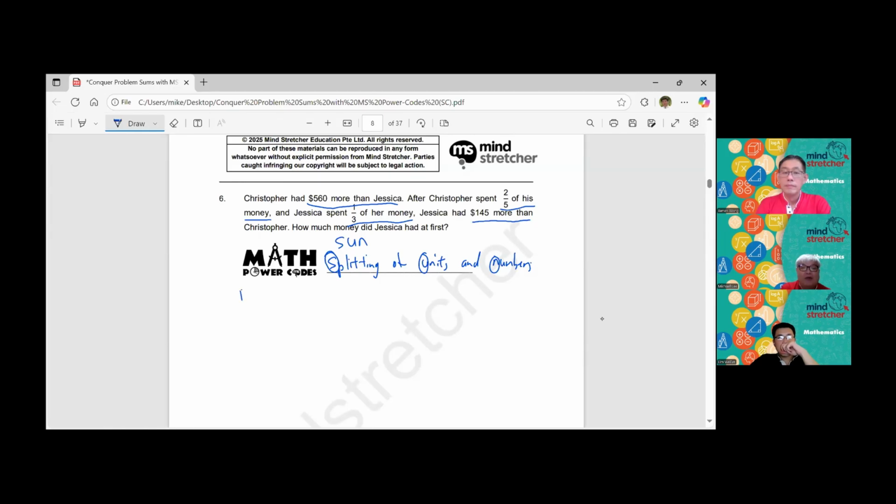Let me draw the model first. Maybe I start with a before model. So before we know that Christopher is $560 more than Jessica. That means I have Christopher and Jessica.